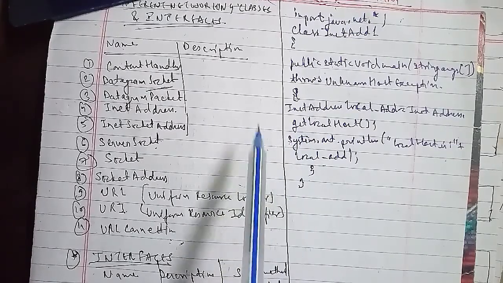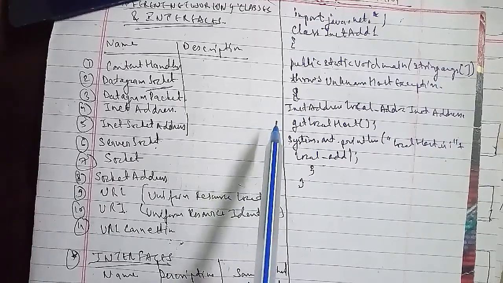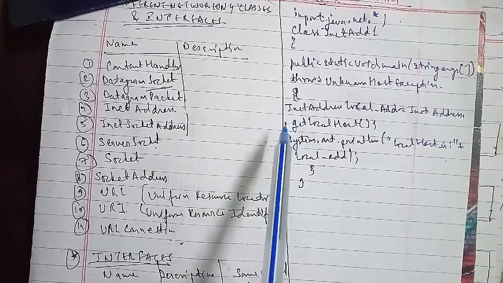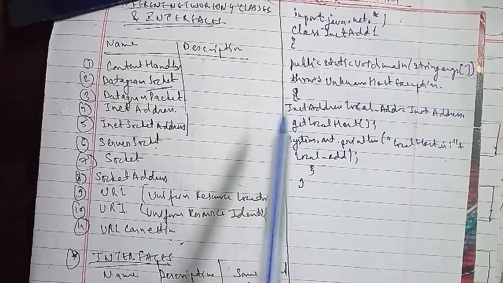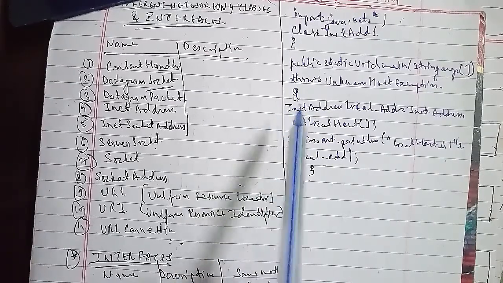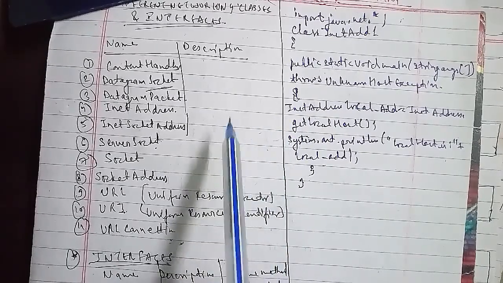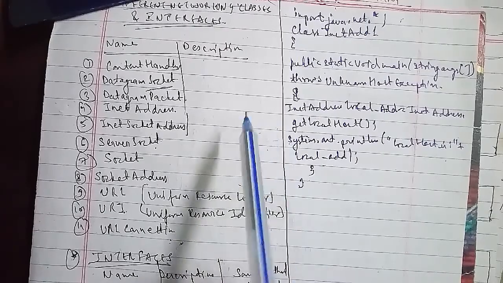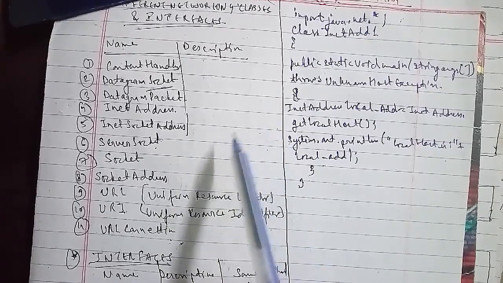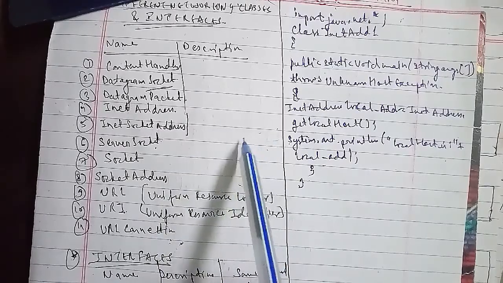Now we'll go ahead with another program: write a Java program to display the IP address for the corresponding host name using the getByName method. So now we have to use the getByName method, just as I told you about the three methods: getLocalHost, which we have already used, getByName, and getAllByName. So for that we will do one program here.